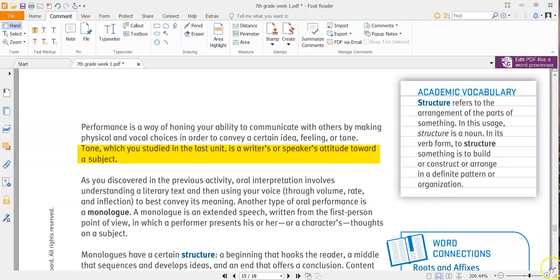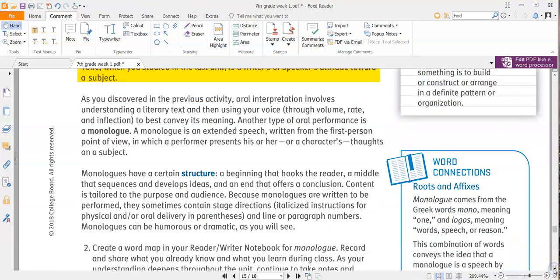So, as you discovered in the previous activity, oral interpretation involves understanding a literary text and then using your voice, volume, rate, and inflection to best convey its meaning. Another type of oral performance is a monologue. A monologue is an extended speech written from the first person point of view in which a performer presents his or her or a character's thoughts on a subject.